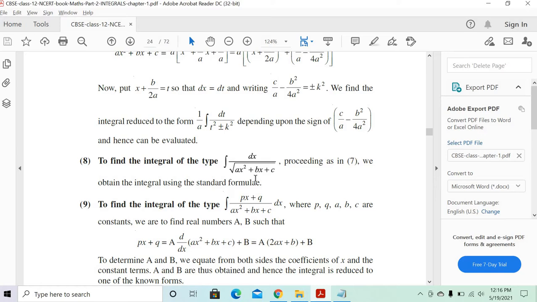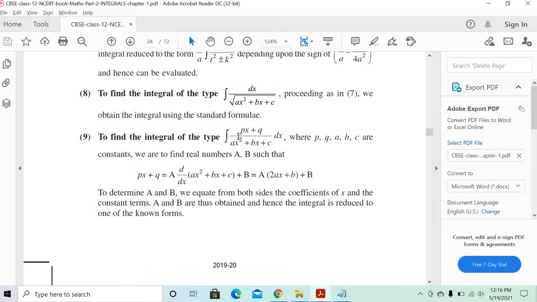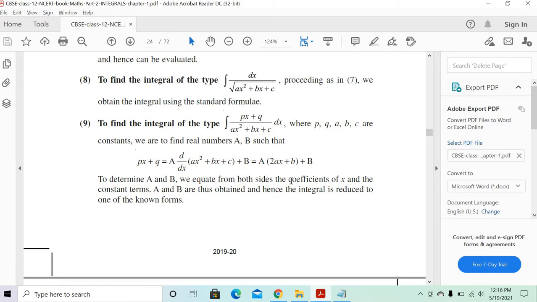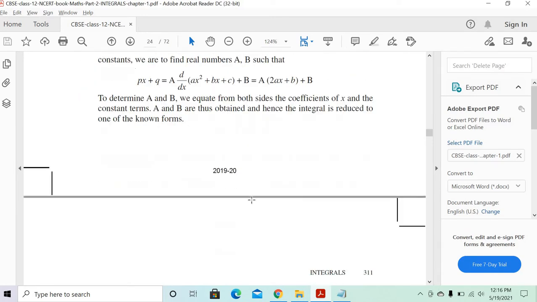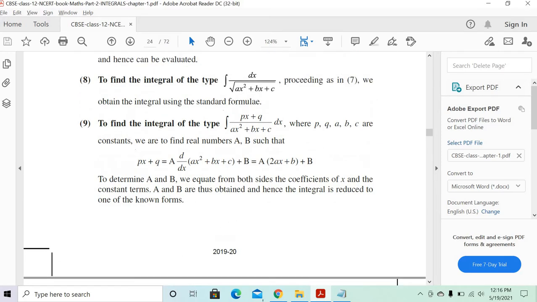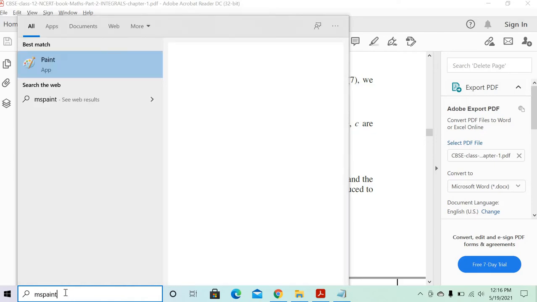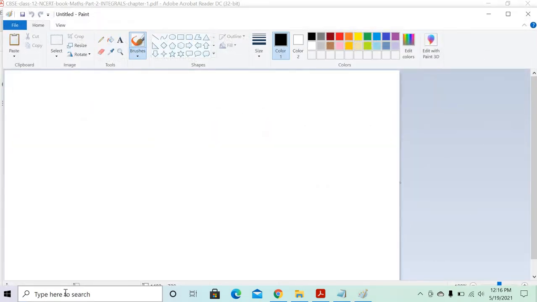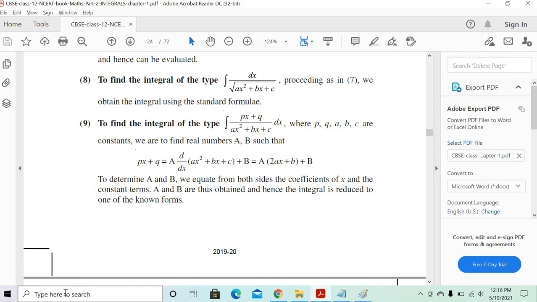Yes, sir. Clear. Go to property number 9. Property number 9, just write down this part, then I'll explain. Integration of px plus q over ax square plus bx plus c, and then write down a times d by dx of ax square plus bx plus c. This I'll explain to you. How does it work? You write this down. Property number 9, you need to write this part, I'll explain to you.